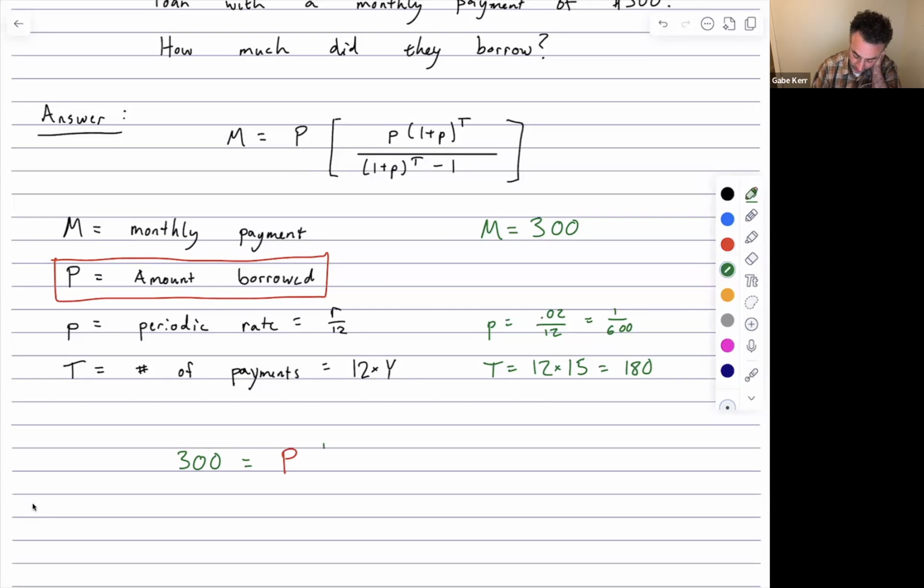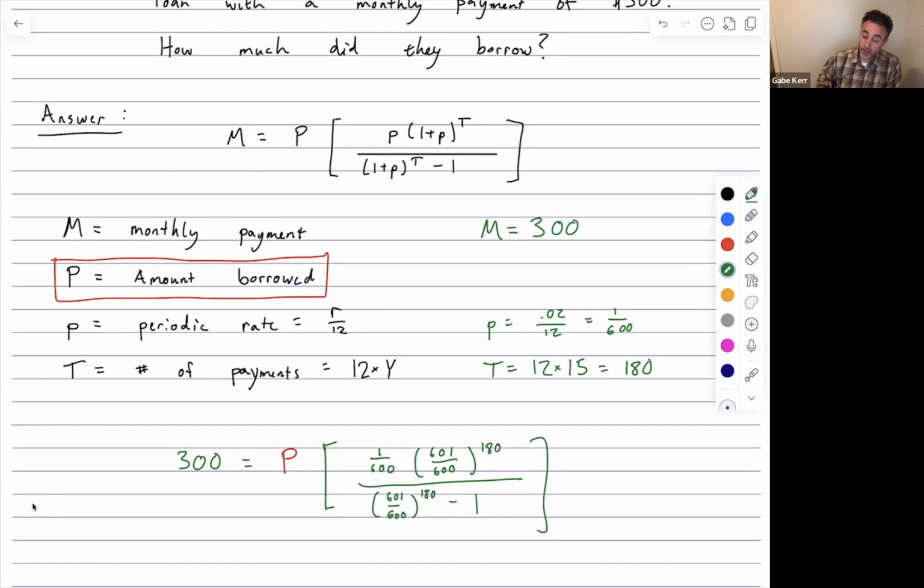times 1 over 600 times 601 over 600. Again, this is 1 plus 1 over 600 to the T, which is 180, all over, again, 601 over 600 to the 180 minus 1. Okay.